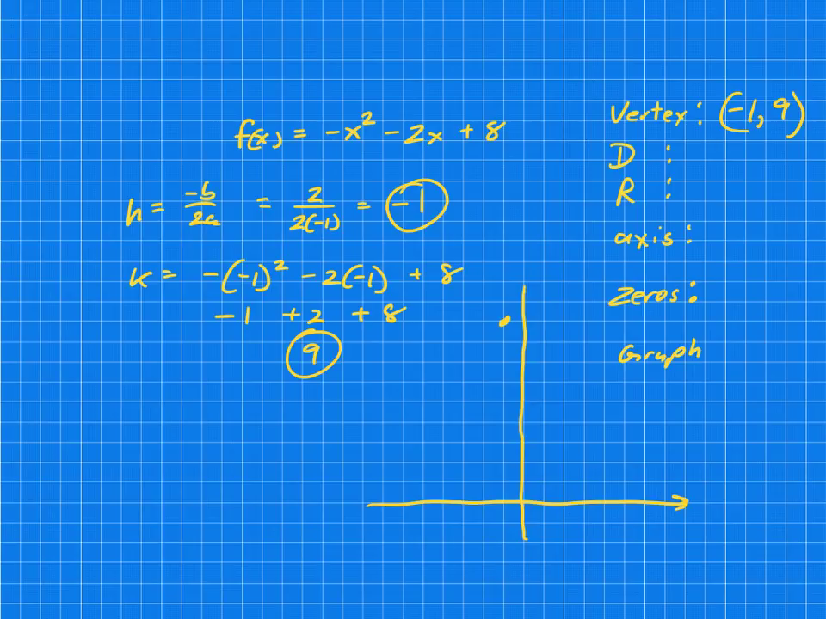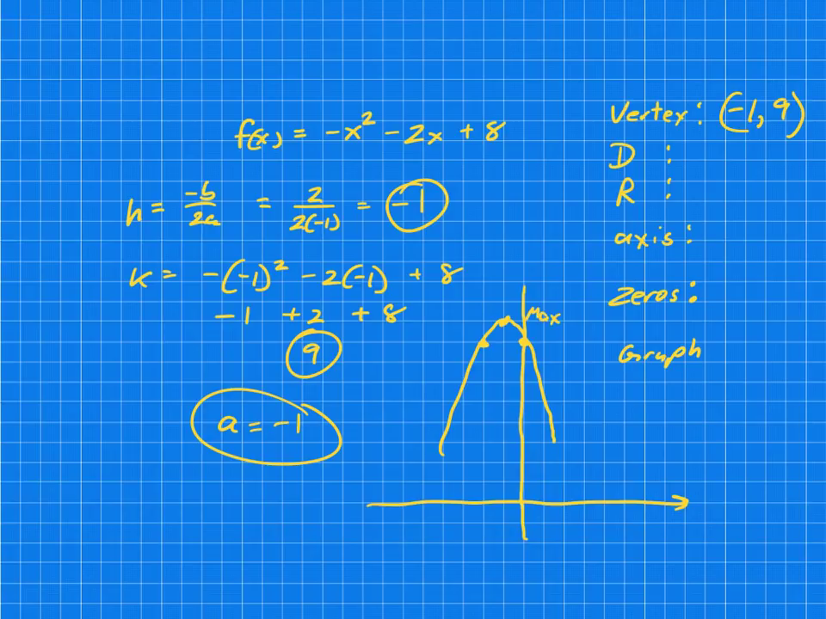And in this case, I've got an a value. A is -1, and that tells me again what's going to happen when I go to the right or left 1 unit. If I go to the right 1 unit, I'm going to go down 1. Go to left 1 unit, I go down 1. So this is a parabola that faces downwards. Therefore, we have a maximum.